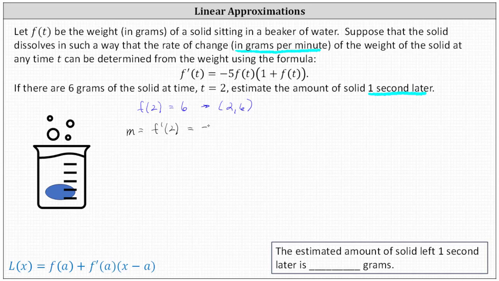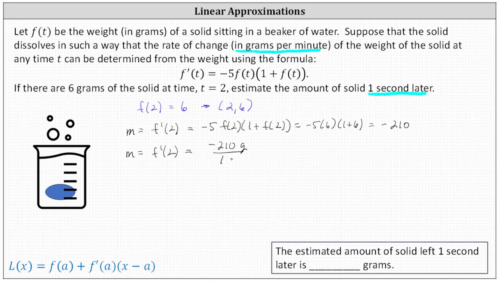This is equal to -5 times f of 2 times the sum of 1 and f of 2. And we know from the given information f of 2 is equal to 6, which gives us f prime of 2 equals -5 times 6 times 1 plus 6, which is equal to -210. And now let's go ahead and write this as a fraction with the denominator of 1, and we'll include the units on the rate. We would have -210 grams per 1 minute.